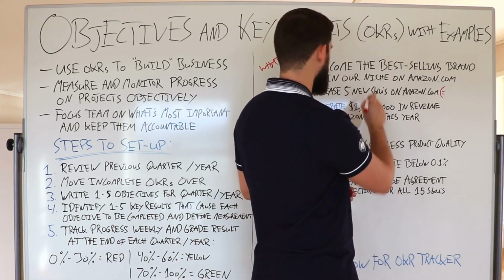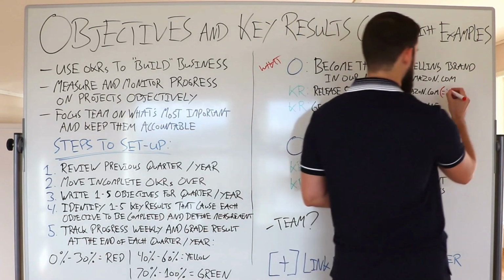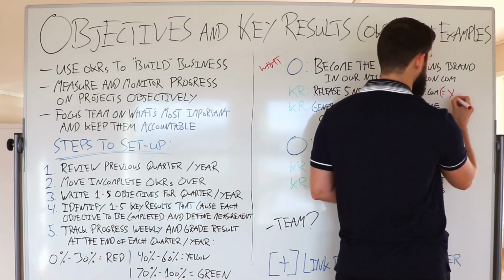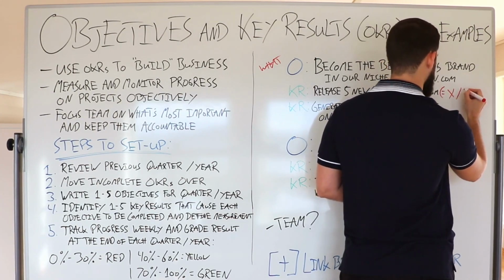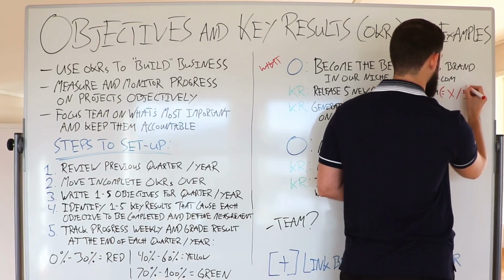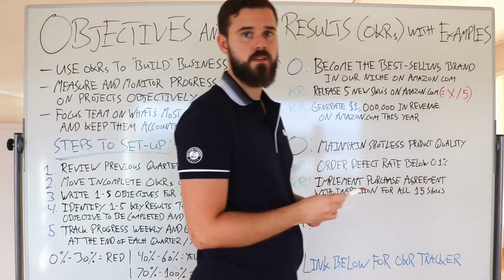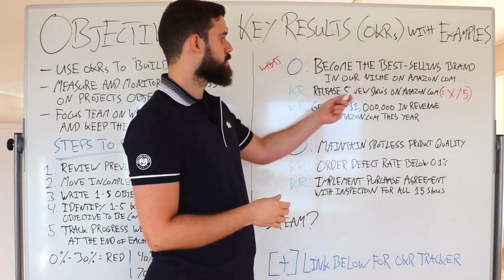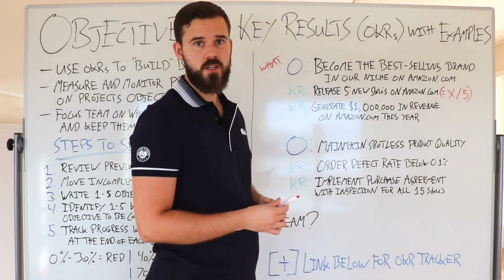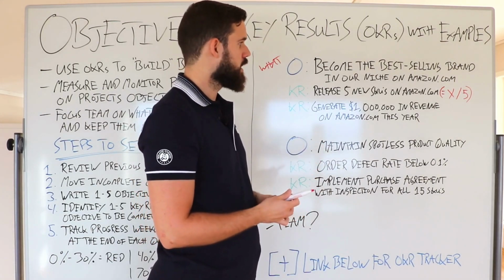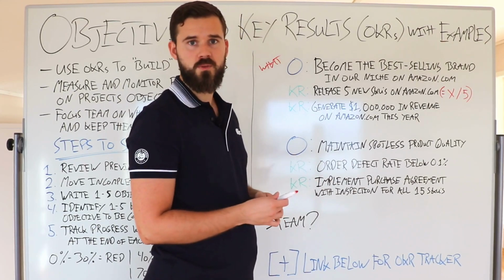So if it's released 5 new SKUs on Amazon.com, then X just stands for how many SKUs we have released, and we just divide it by 5, right? Because that's the goal. And so if it's 0, you've accomplished 0%. If it is 5, you accomplish 100%, right? If it's 2, it's about, what is it, like 30 something percent, right?